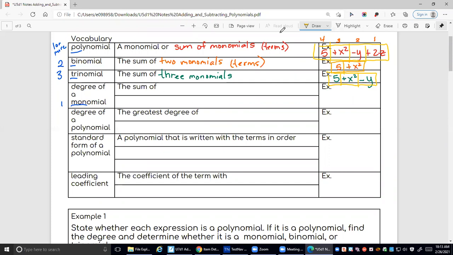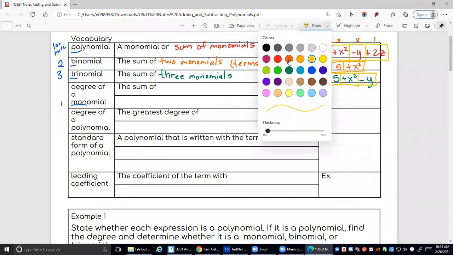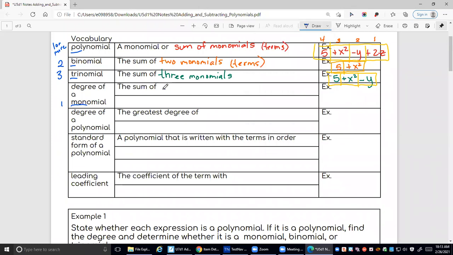Clear? Okay, cool. Now let's talk about what the degree of a monomial is. So we're going to be focused on just the one term, just the one monomial. And on that one, it is the sum of the exponents of all its variables.